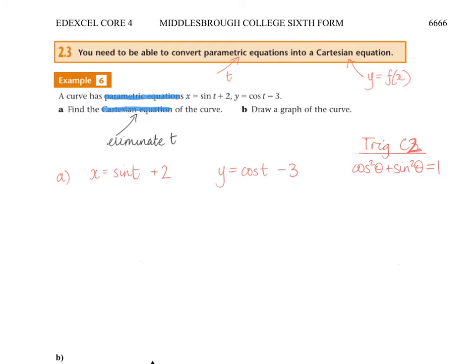If we call this one equation 1 and equation 2, then it's a little bit like the r cos theta in trig C3. So if we square them and add them, then we're actually going to get this identity here, which we can then eliminate t. Let's have a go then.